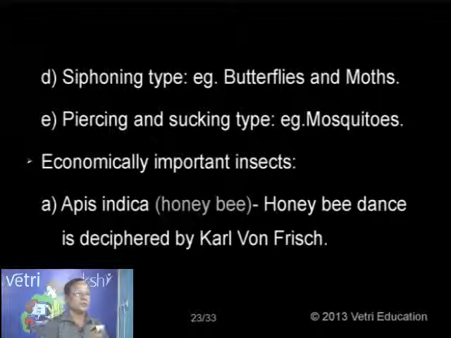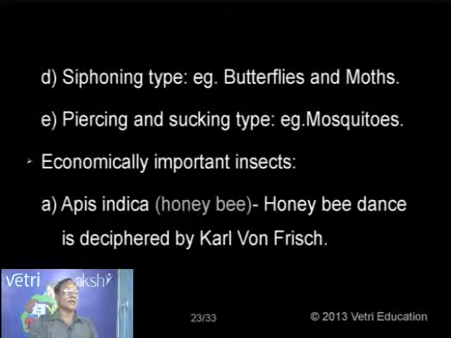Now let us take three insects which are highly valuable, coming under the economically important category. The first one is Apis indica, the honeybee, which is reared for getting honey. For communication, they exhibit a kind of dance to show the direction of the honey, and how far it is from the place of the honeycomb. That is what is called the honeybee dance.